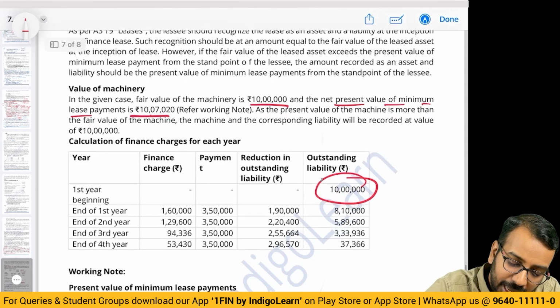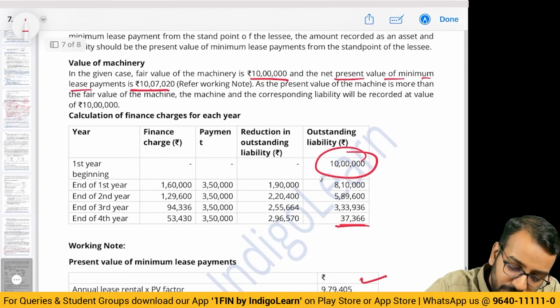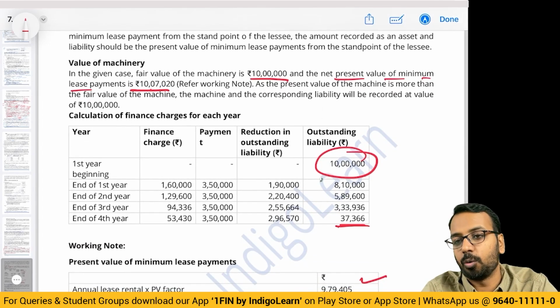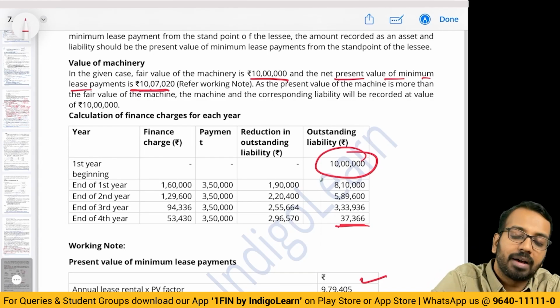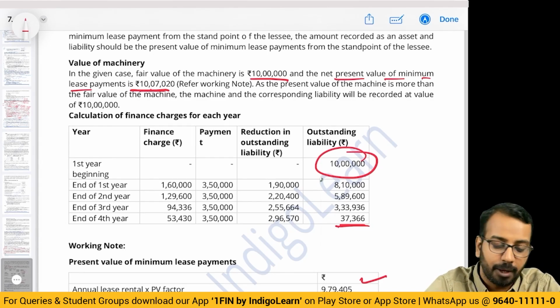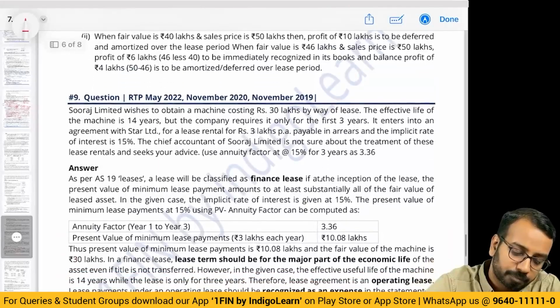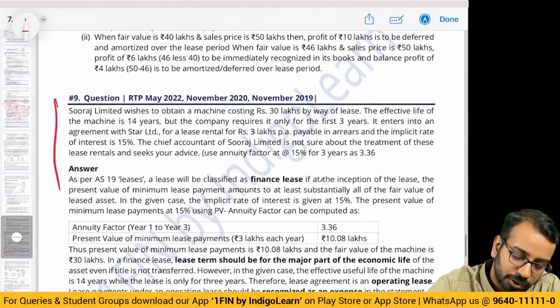Then at the end of the period, this number will be different from this. That is still okay. There is not a problem, because you cannot record it at a higher value than the fair value. Okay. Then this is more like a theoretical question.